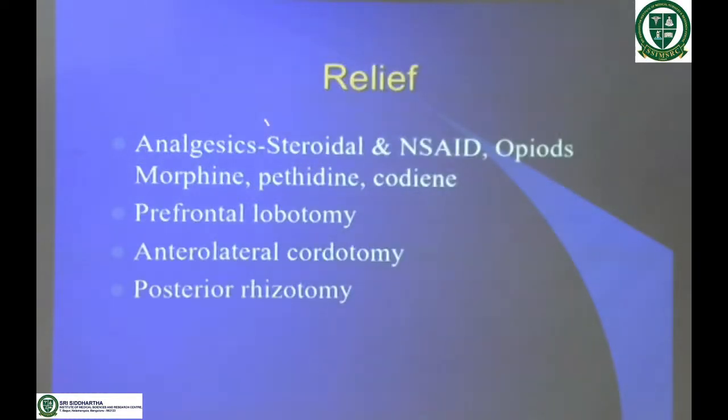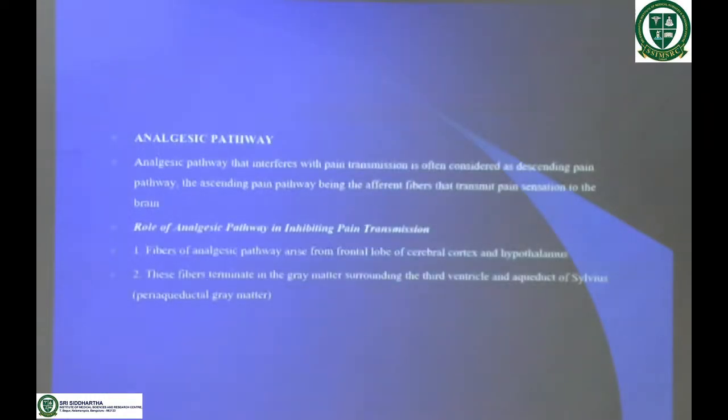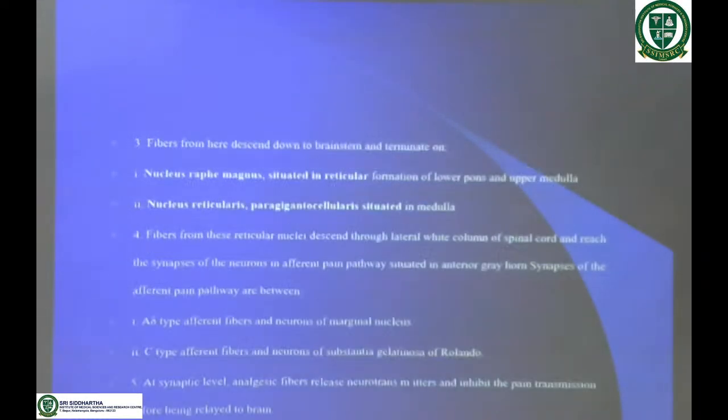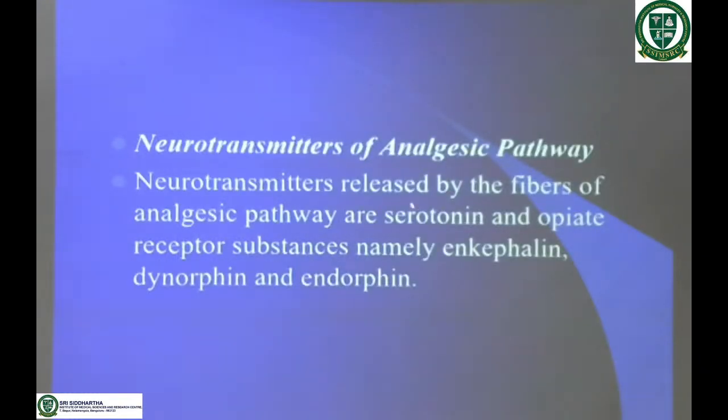Then relief for this is analgesics like steroidal or non-steroidal anti-inflammatory drugs, NSAIDs, and opioids like morphine, pethidine or codeine. Severe pain which cannot be controlled by these analgesics can be treated surgically, like prefrontal lobectomy, anterolateral cordotomy or posterior rhizotomy. These are rare procedures done for severe pains. Then the analgesic pathway. The neurotransmitters for the analgesic pathway are enkephalins, serotonin, dynorphin and endorphins.